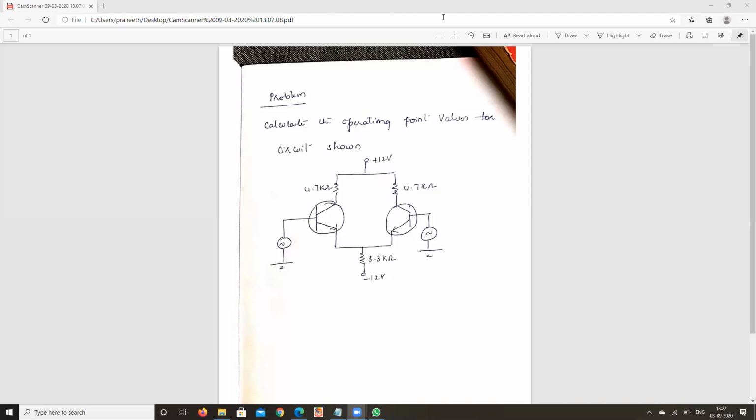So from the figure, it is clear that VE is 12 volts, RE is 3.3 kilo ohms, and VBE, as I have told you, if it is silicon, we consider VBE as 0.7 volts, or 0.2 for germanium. So generally we consider it to be silicon. So just put the value of VBE as 0.7 volts. So anybody got the answer?